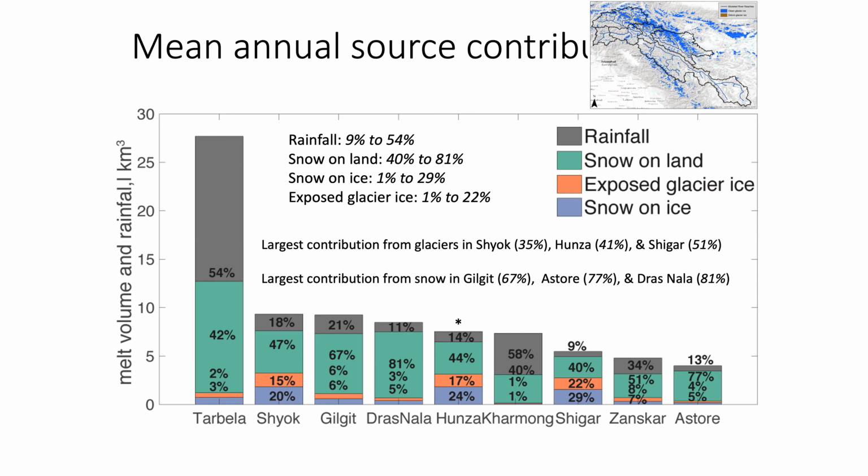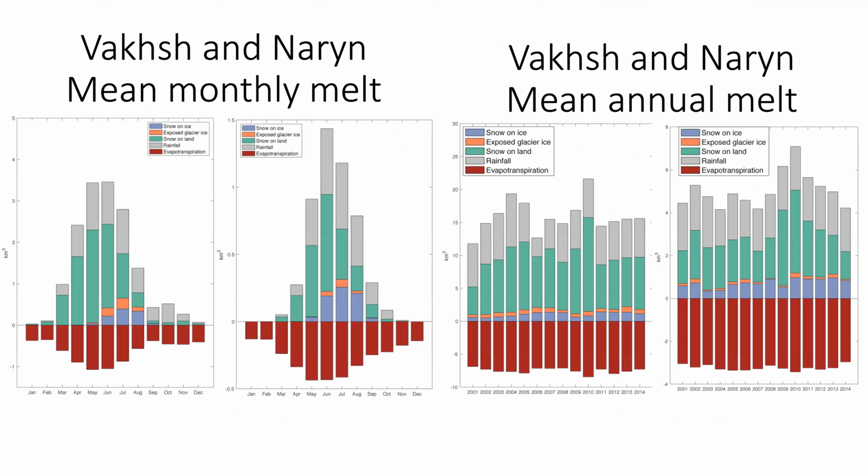For example, the largest contributions from glaciers are in the Shyok, the Hunza, and the Shigar, with 35, 41, and 51% respectively coming from exposed glacier ice. The largest contributions from snow are in the Gilgit, the Astor, and the Drasnala, with 67, 77, and 81% coming from snow. Here are two example subbasins not in the Indus, the Vaksh and the Narin.